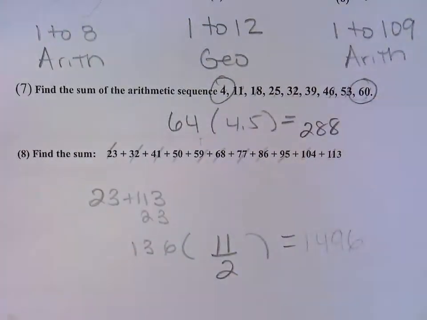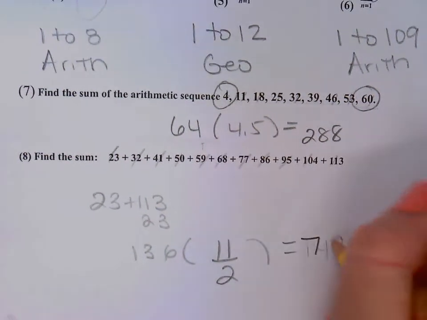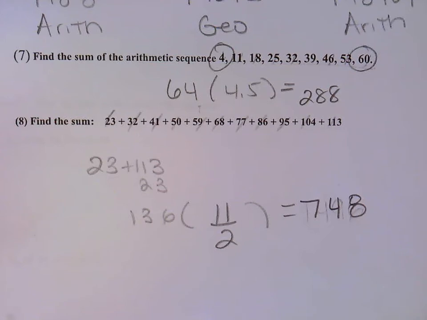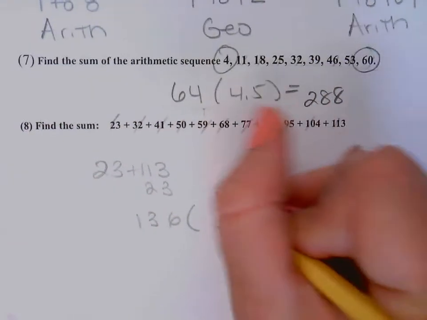So I have to do 136 times 5.5. So 748. Good thing you checked my answer for me. So number of terms divided by 2 gives you your number of pairs.